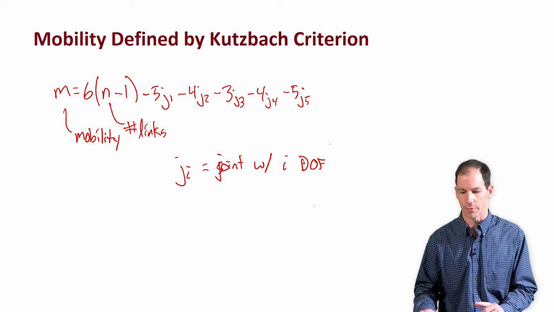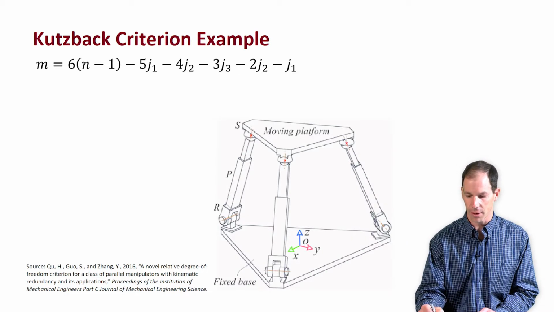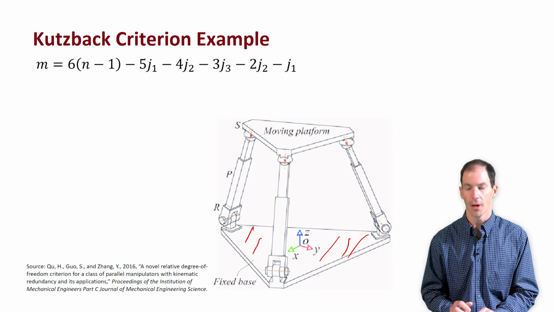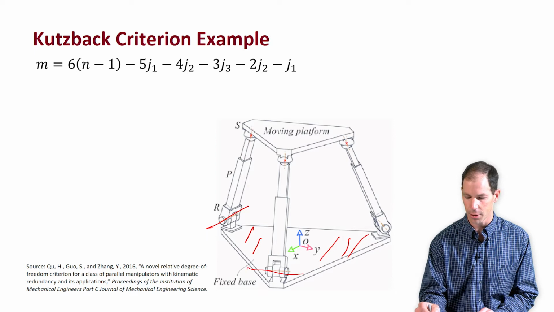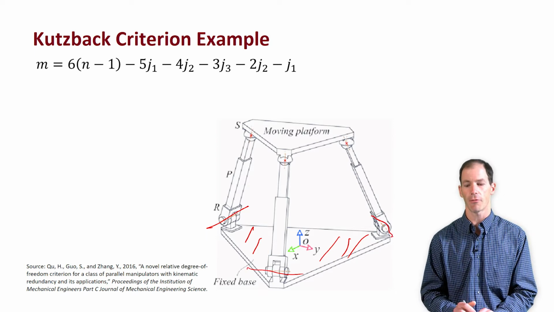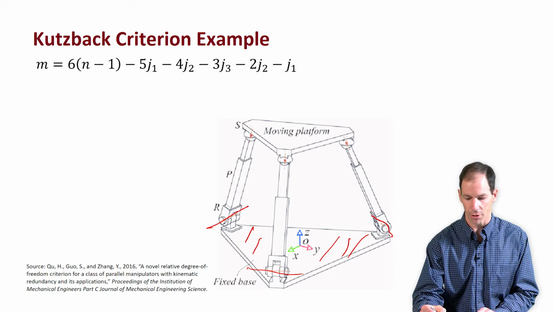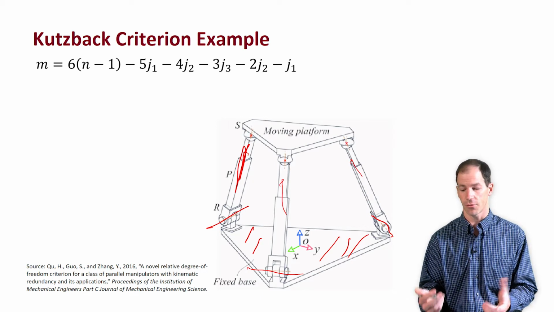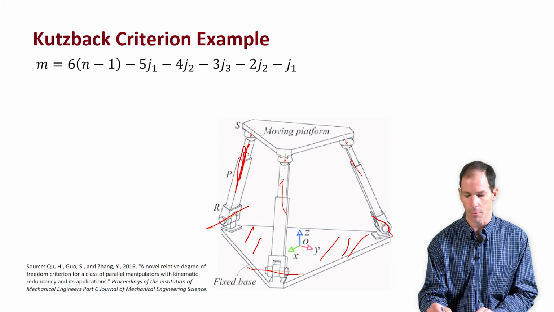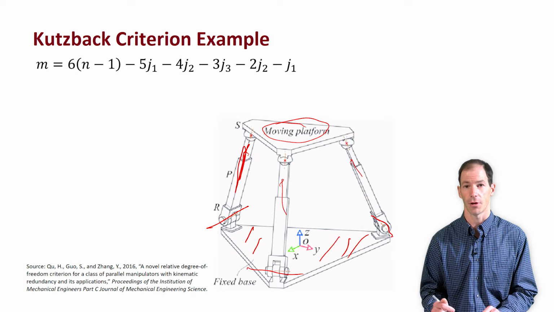So let's look at an example of this. Here happens to be a platform type of mechanism where I have a ground plane down here, and attached to that ground plane I have 3 revolute joints. So I have this one here, this one, and this one over here. On each one of the links coming up from those revolute joints, I have a prismatic joint, or a slider joint, that moves along this axis, this axis, and this axis. Above all of those, I have globular joints or spherical joints that then connect up to this top moving platform. So let's apply the Kutzbach criterion to this and determine how many degrees of freedom we have.